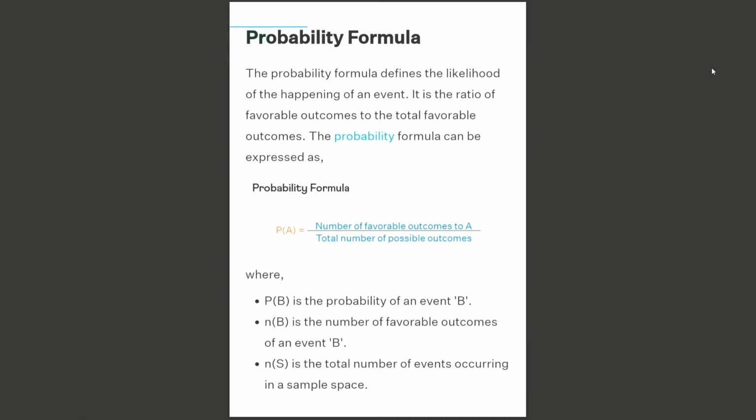Probability formula. The probability formula defines the likelihood of happening of an event. It is the ratio of favorable outcomes to the total number of outcomes. The probability formula can be expressed as P(A) = number of favorable outcomes to A divided by total number of possible outcomes, where P(B) is the probability of an event B, n(B) is the number of favorable outcomes of an event B, and n(S) is the total number of events occurring in the sample space.